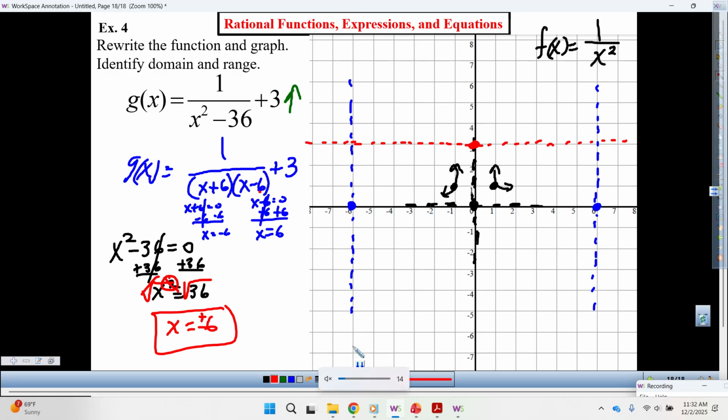So, let me pause the music. Is everybody there so far? All right, next. Look up.